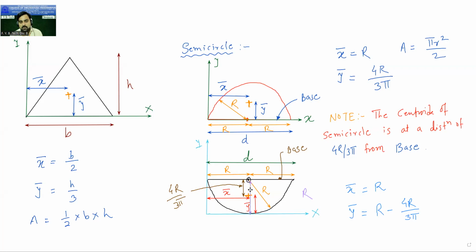So now for our understanding, I will take this distance over here. This is r. So in this way, you will get this formula. X bar is equal to r and y bar is equal to r minus 4r upon 3 pi. And the area will remain the same. Area is the same. It is pi r square by 2.